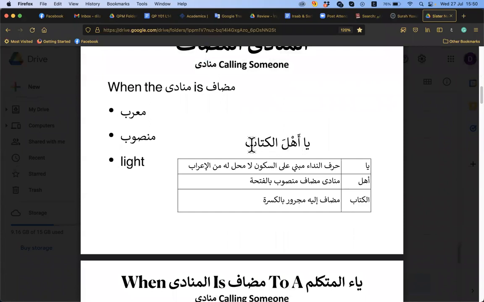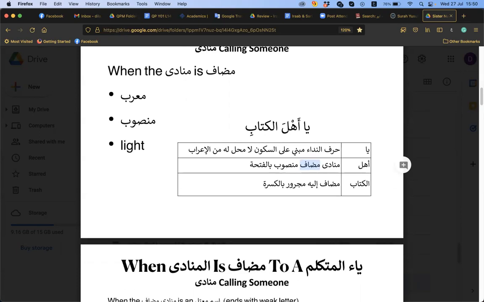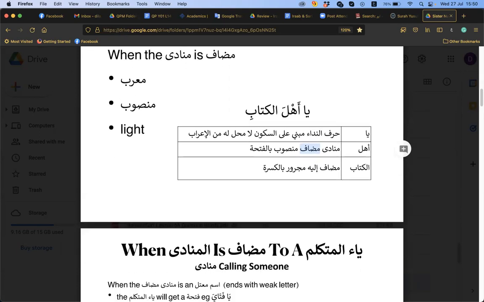Ya ahlal kitab. So it's always going to be fathah. It's going to be light because it is an idafa. It must be light, no alif lam. So whenever we have Munada Mudaf, we must say Munada Mudaf. Then we say mansub bil fathah, whatever the sign of the fathah is. That is Munada Mudaf.